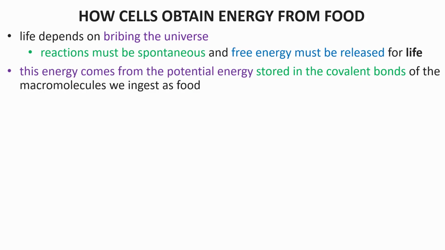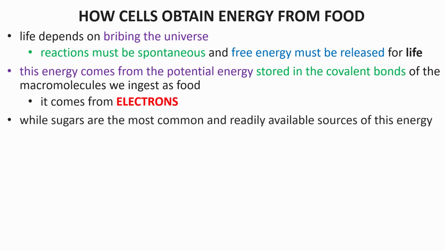It comes from the potential energy of the stretched out rubber band bonds, covalent bonds, of the foods we eat. The macromolecules in the foods we eat have high energy bonds with a great deal of energy of want in them. Those bonds are made of electrons, and when we break those bonds and steal those electrons, we're stealing that free energy, that potential energy of want, and then we can use some of that energy to bribe the universe. So it all comes down to these electrons. The electrons that make those bonds is where the energy lies. And if we want that energy, we've got to break those bonds and steal those electrons.